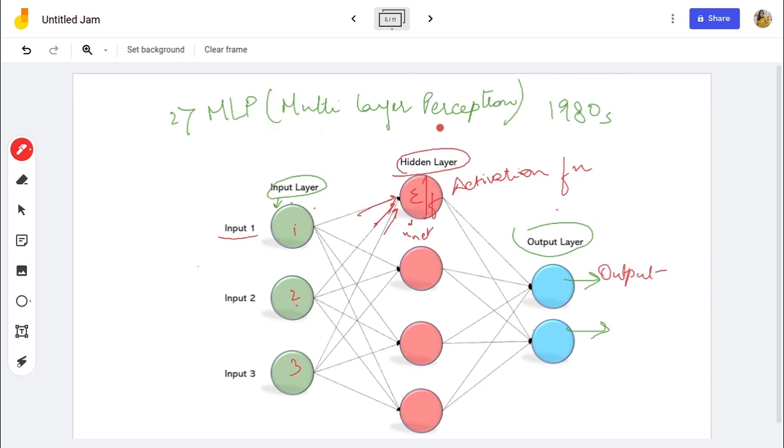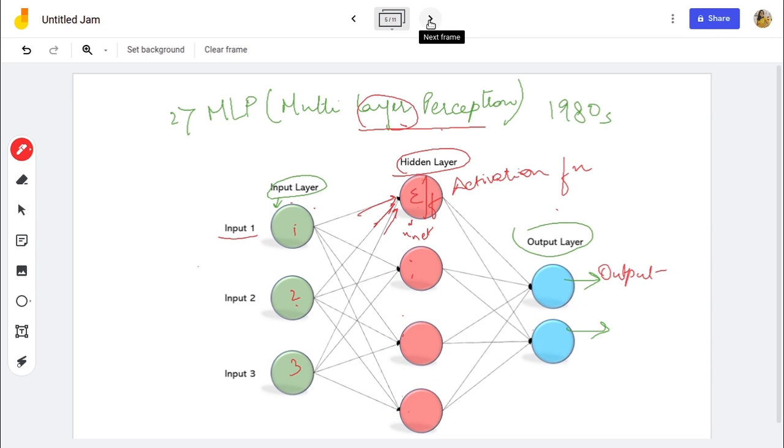As the name suggests, multi-layer perceptron means more than one layer of perceptrons. And how do they create these layers? By stacking perceptrons one above the other, in a particular row, to form layers, and we get multi-layer perceptrons. Now again, this is a very old concept.